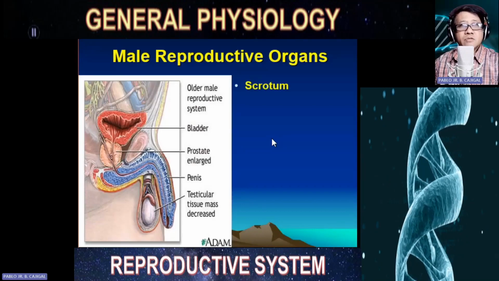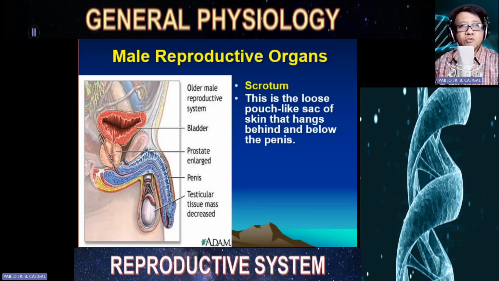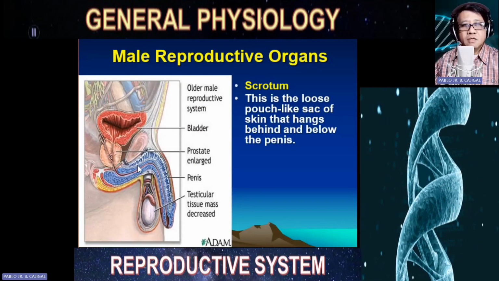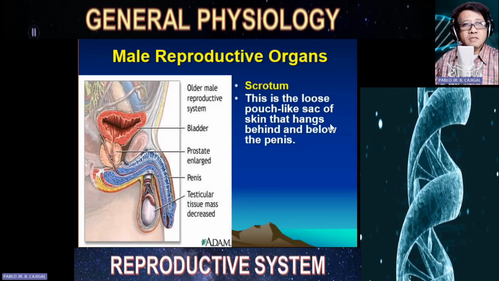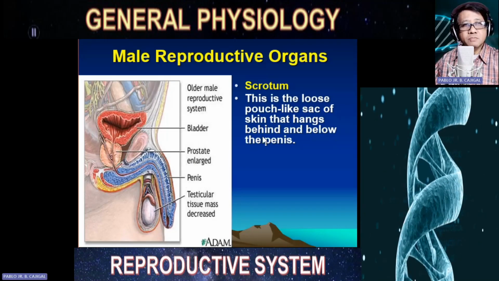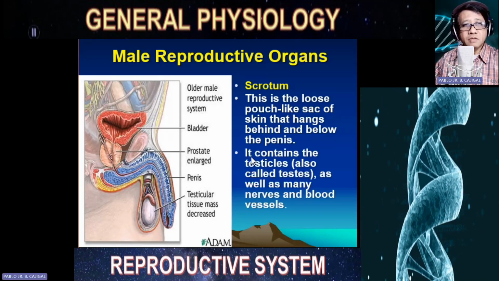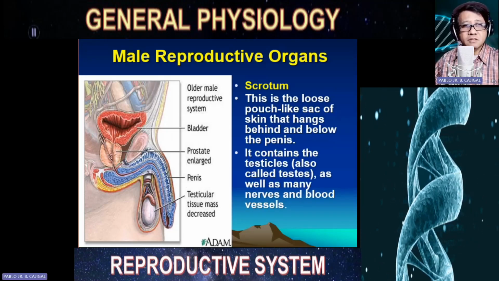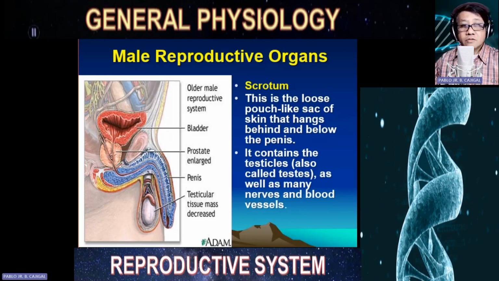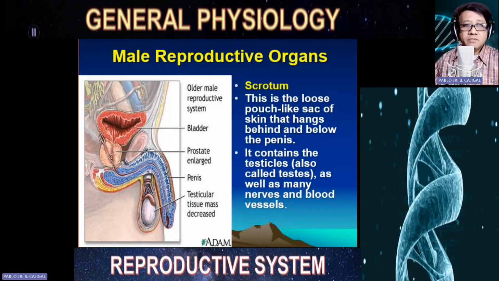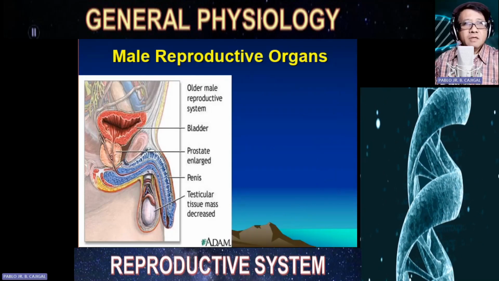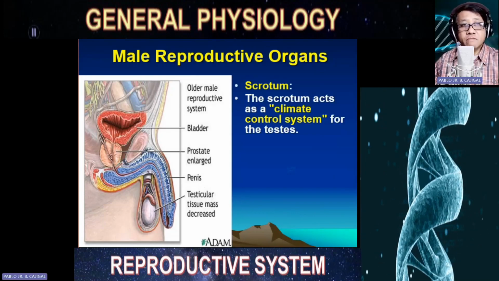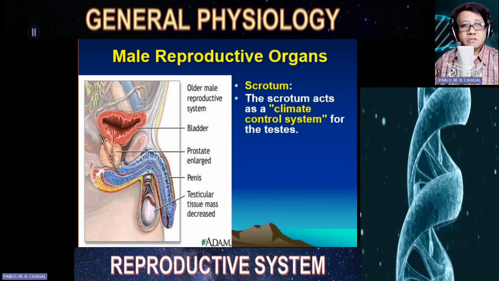Okay, the scrotum on the other hand, this is the loose pouch-like sac. Ito yung dyan nakalagay yung testicle, no? So pouch-like sac that hangs behind and below the penis. Yan. So like what I mentioned earlier, it contains the testicles, also called testes, as well as nerves and blood vessels. Okay, also the scrotum acts like a climate control system for the testes.